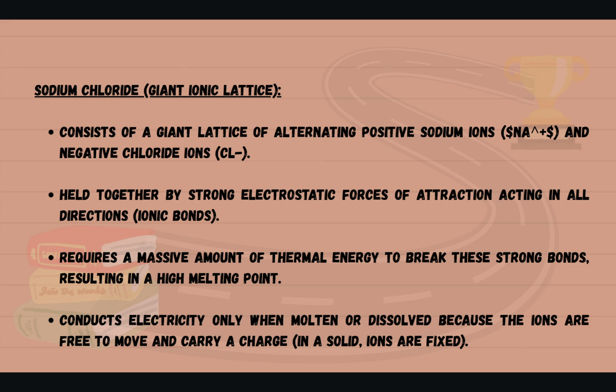So our possible answer: sodium chloride has a giant ionic lattice. It consists of a giant lattice of alternating positive sodium ions, known as Na+, and negative chloride ions, known as Cl-. It's held together by strong electrostatic forces of attraction, acting in all directions, known as ionic bonds. This requires a massive amount of thermal energy to break these strong bonds, resulting in a high melting point.